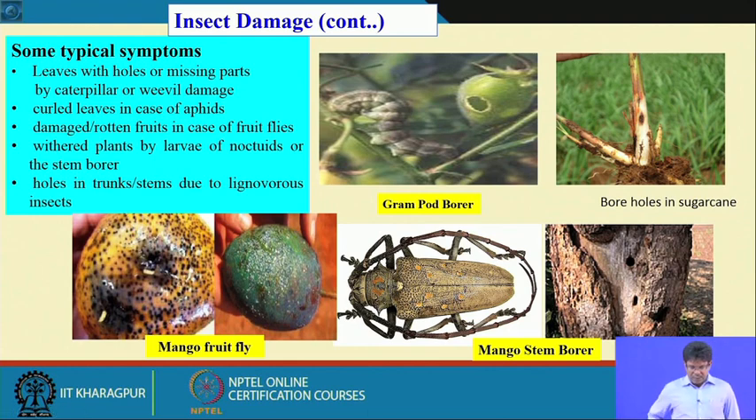Then there are withered plants caused by larvae of Noctuidae, the stem borers, as I discussed, whether in sugar cane, the pod borers or the rice stem borers, which damage the stem portions. Once they damage it, the whole plant withers. There are also holes in the trunk and stem caused by lignivorous insects, like the mango trunk, where mango stem borers may also damage the stem portions of orchard crops.